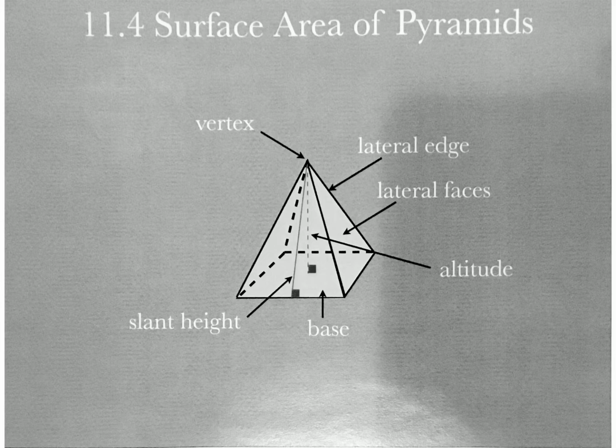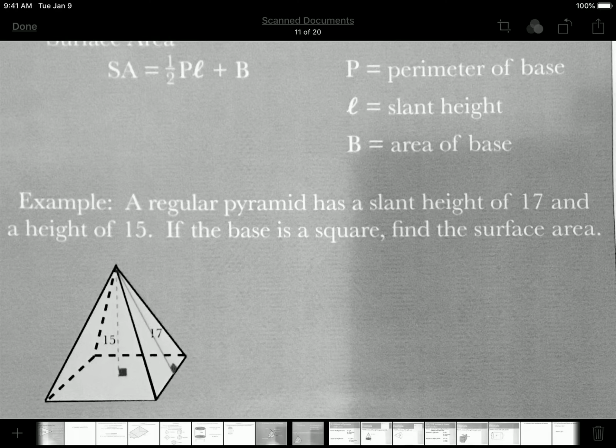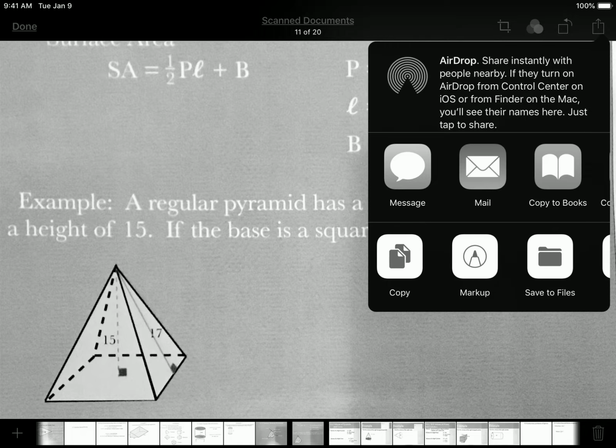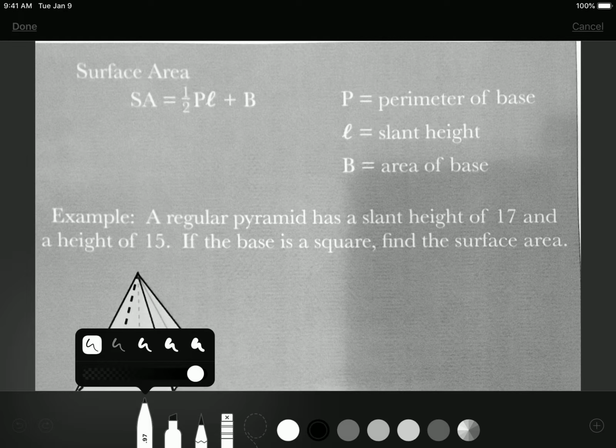Okay, so let's take a look at an example here. We have our formula, which is 1/2 PL plus B, right? Now, you'll notice at the top there, the P is the perimeter of the base, the L is the slant height, and the B is that capital B, that base area, so the area of the base shape. Nice part is, for the problem that we're going to do, our base shape is a square.